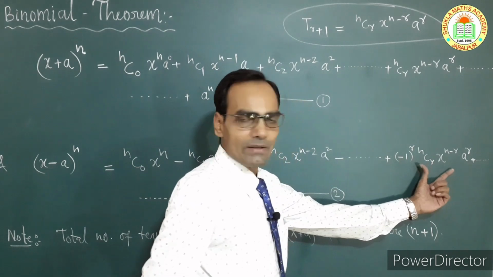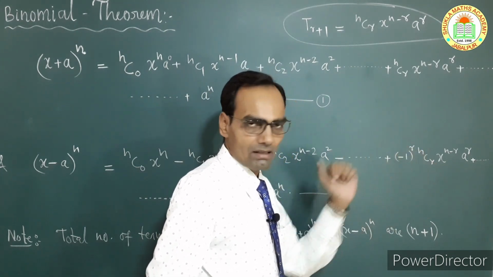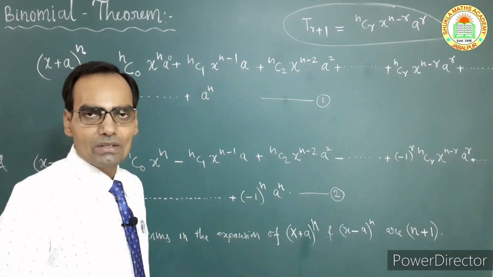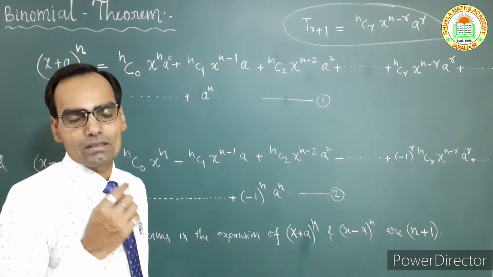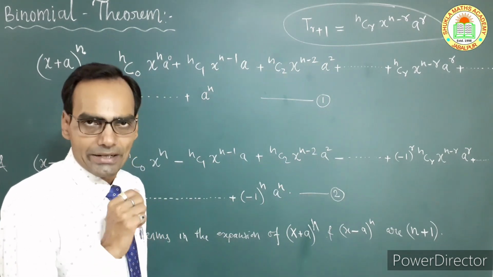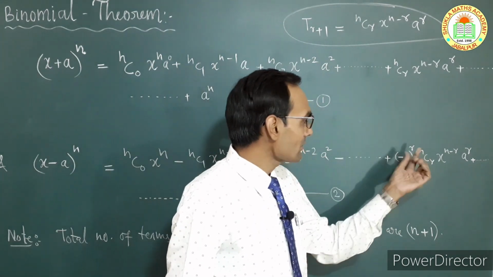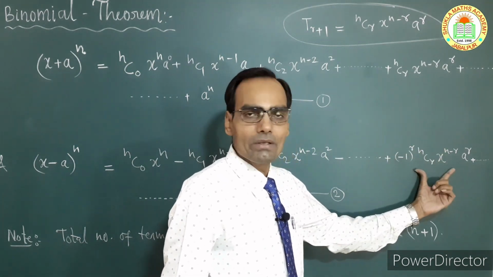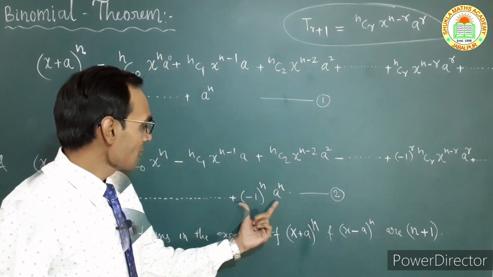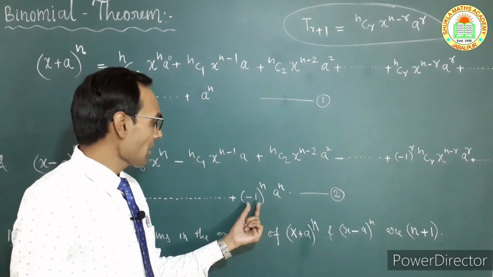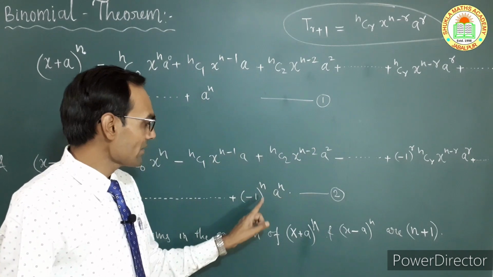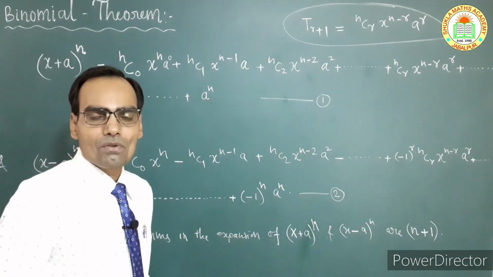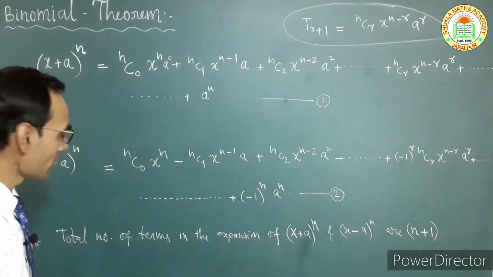The (r + 1)th term carries (-1)^r, because the sign depends on the number of the term. We write (-1)^r: if r is even, then the term will be positive, and if r is odd, then the term will be negative. The last term, the (n + 1)th term, is (-1)^n a^n. It may be positive or negative depending on whether n is even or odd.